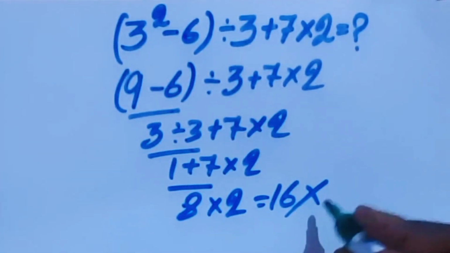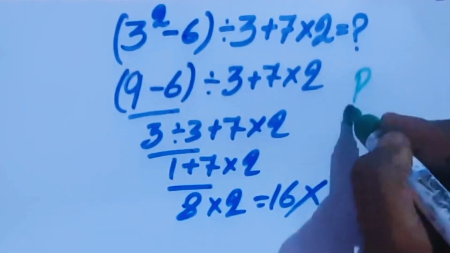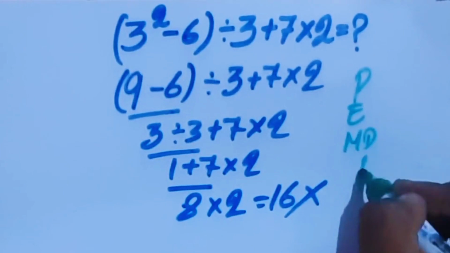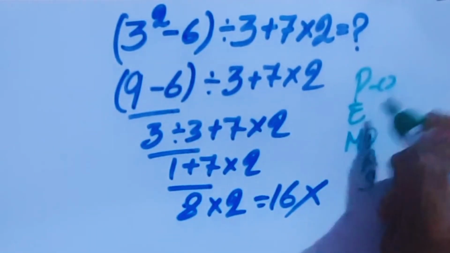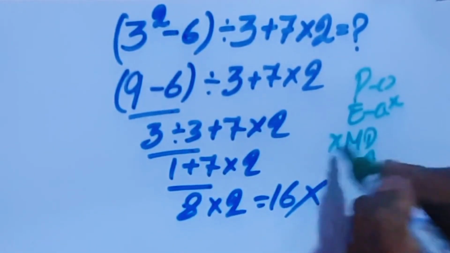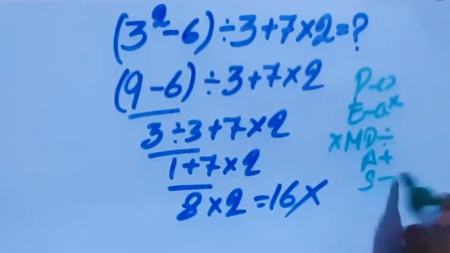As per the order of operations, this 16 is the wrong answer. Here we are going to introduce the PEMDAS rule from the order of operations. P is the bracket, which has higher priority. E is the exponent. M stands for multiplication, D stands for division, A stands for addition, S stands for subtraction.